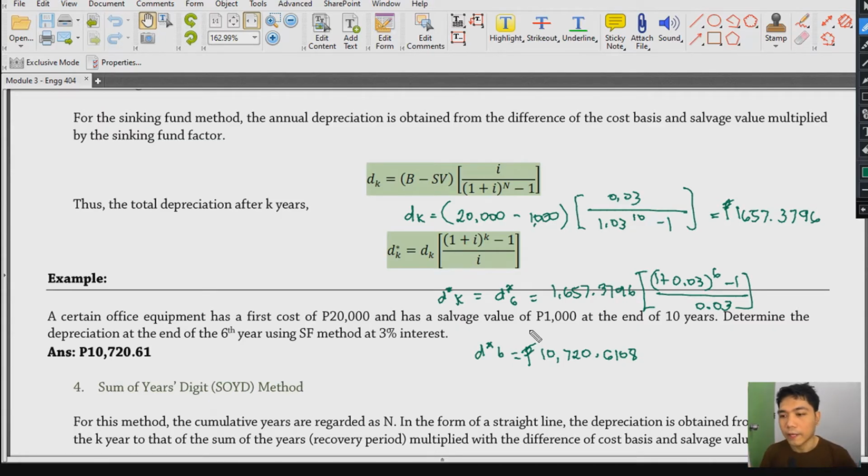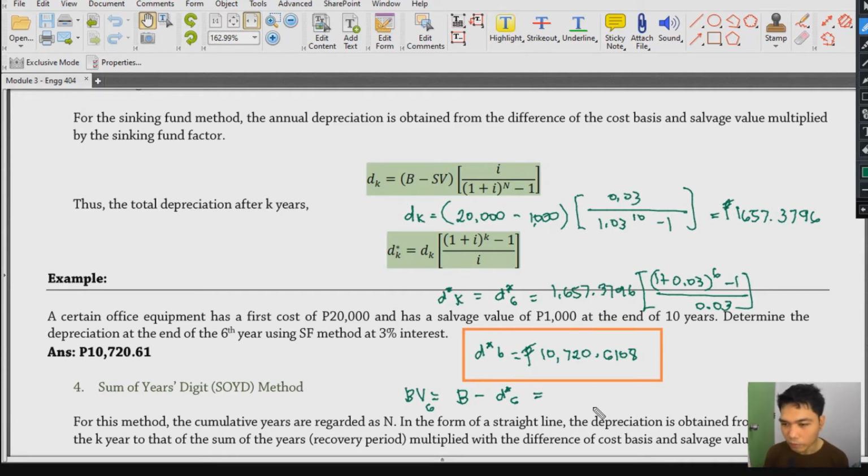We just need to compute the total depreciation from the first year to the Kth year. If you were asked to determine the book value after this 6th year period, you subtract this total depreciation from the cost basis. That's B minus D asterisk 6. This should give you the book value at the end of the 6th year.